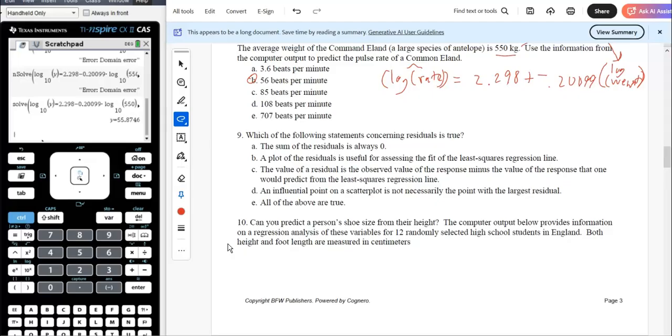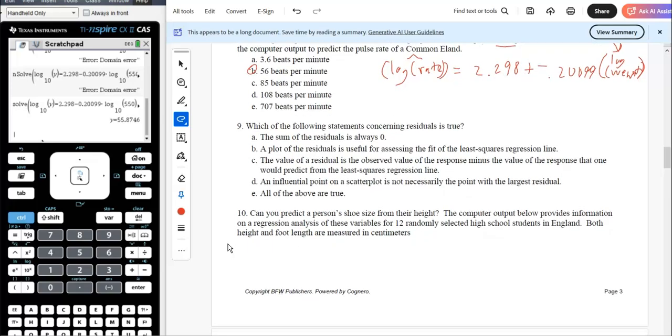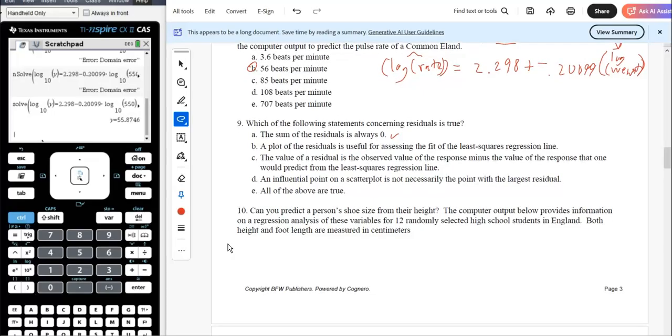Which of the following statements concerning residuals is true? The sum of the residuals is always 0. That's true. Usually for studying the fit, a plot of the residual plot is for assessing the fit. That's probably true.